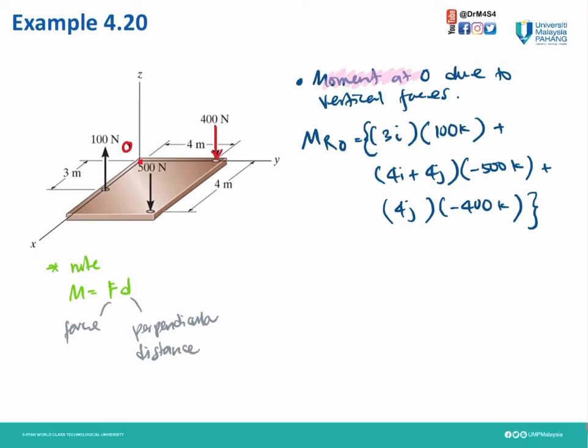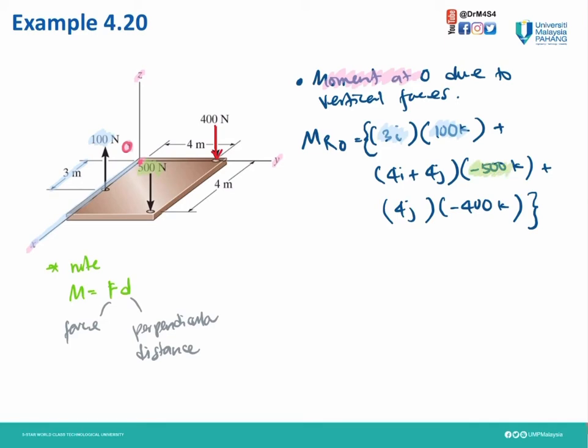As you can see here, this is our axis X, Y, and Z, and this is our point O. So we start with 100 on the X-axis with 3 meter, so times by 3I, then plus 500 Newton, so that one is going down, so minus 500K.